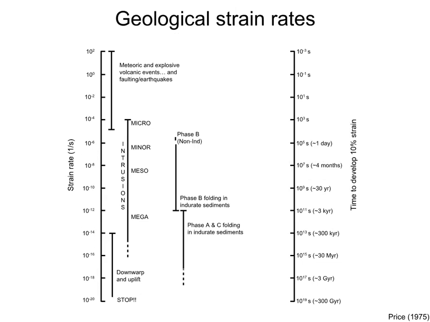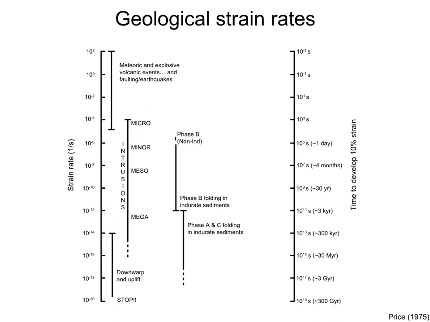Meteoric, explosive volcanic events, and earthquakes have very high strain rates from 10 to the 2 to 10 to the minus 4 per second. Intrusions have strain rates of 10 to the minus 4 per second, for small intrusions, to 10 to the minus 14 per second, for large kilometer-size intrusions.